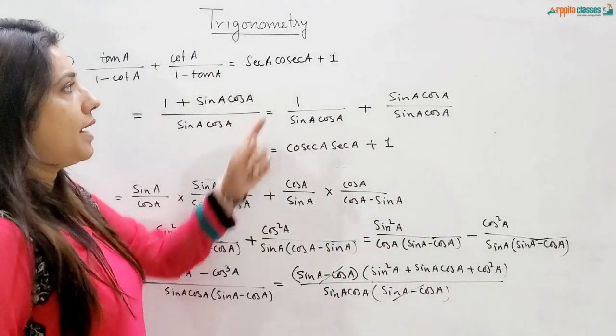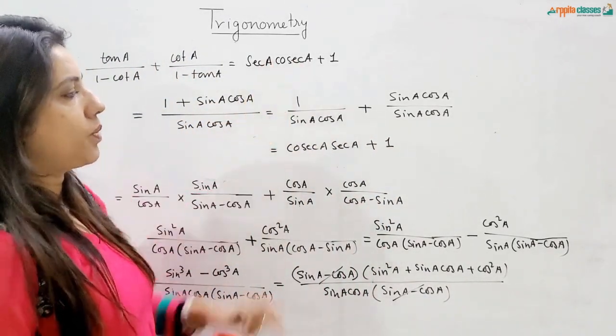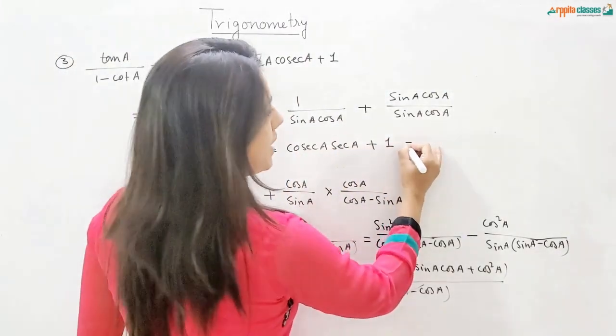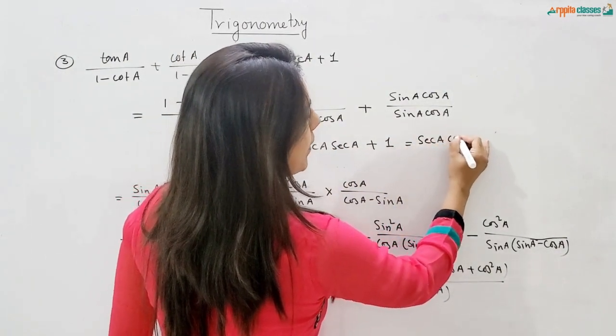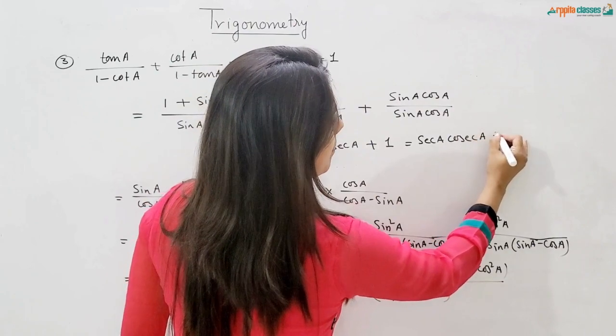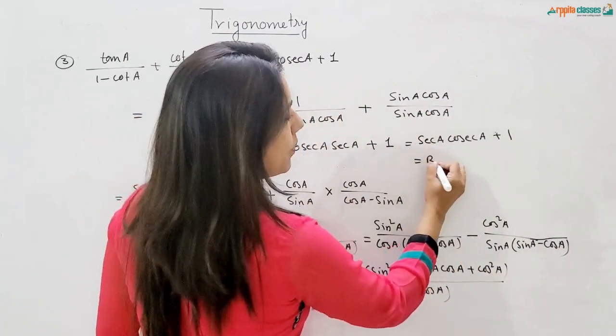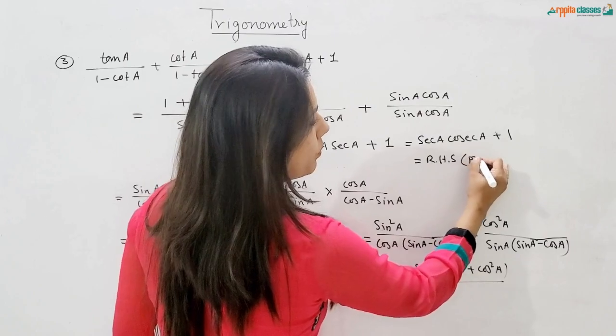Now if you look at your right hand side, sec a, cosec a plus 1. So write it just the way it is given in the question. Sec a, cosec a plus 1. So that is equal to the right hand side. Proved.